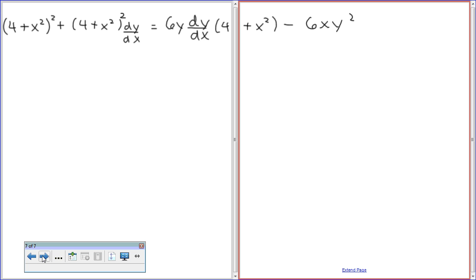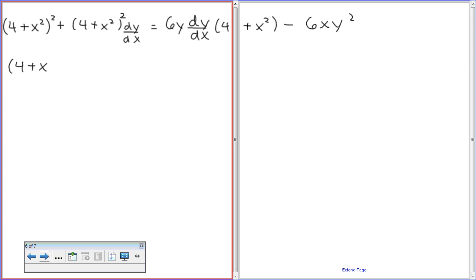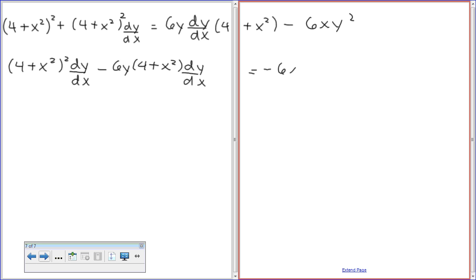I tried something. If that works, I'm going to do this like what we do regularly, so I'm going to do 4 plus x squared, dy by dx, minus 6y, 4 plus x squared, dy by dx, equals negative 6xy squared, plus 4 plus x squared. I think that's probably the easiest, something like that.